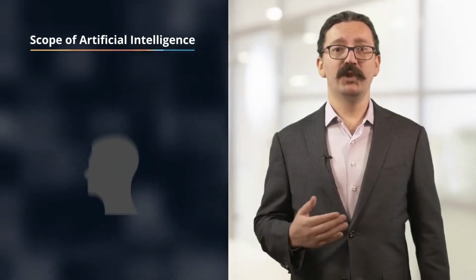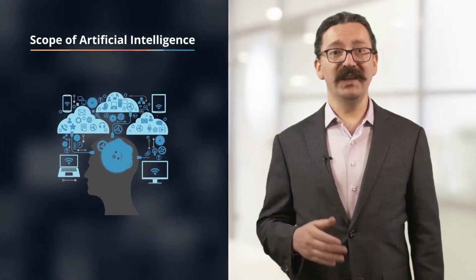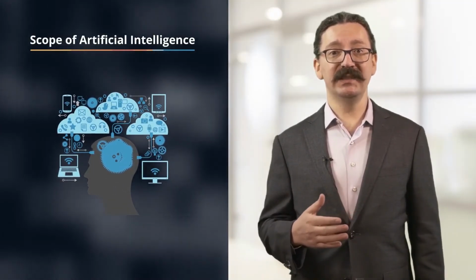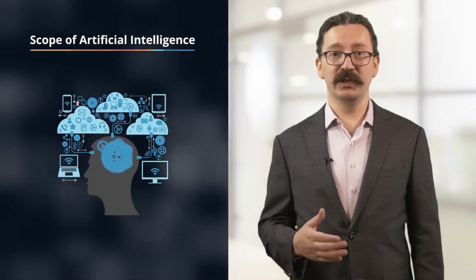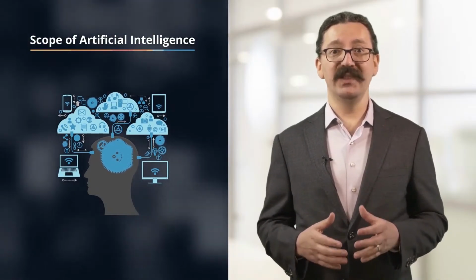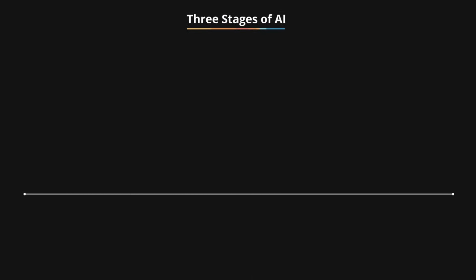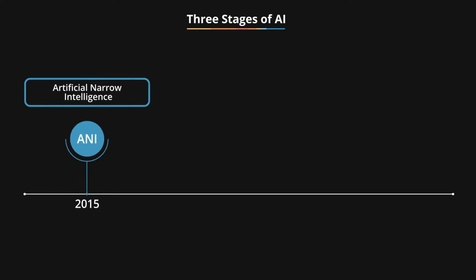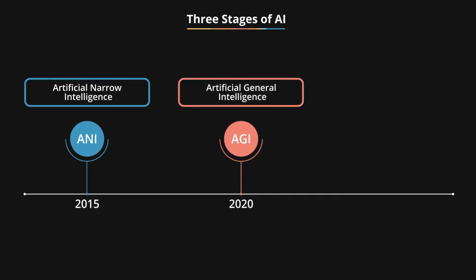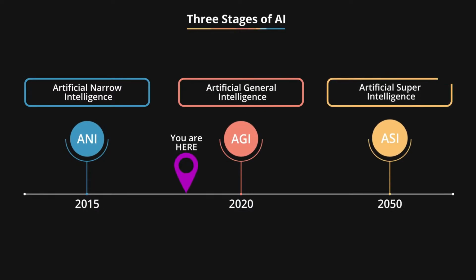Today, the number of jobs that a machine can execute is ever increasing as vacancies in the realm of artificial intelligence have doubled in the last few years. Let's take a look at the 3 stages of artificial intelligence to understand this. Artificial narrow intelligence, artificial general intelligence, and artificial superintelligence.